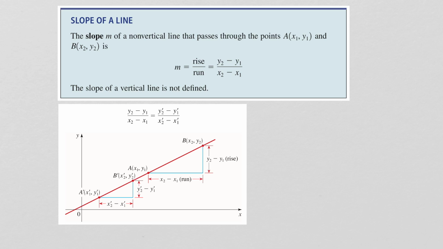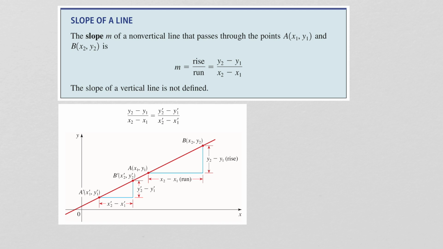We start with the formula for the slope of a line. The slope m of a non-vertical line that passes through the points A and B with the coordinates that you see here is m equals rise divided by run, and the rise is defined by y2 minus y1, and the run is defined by x2 minus x1. And the slope of a vertical line is not defined.